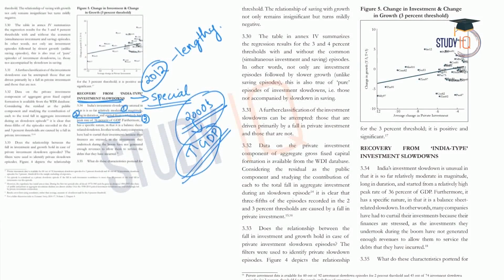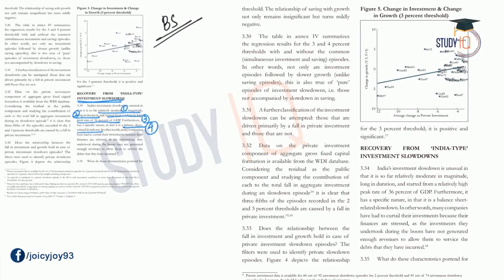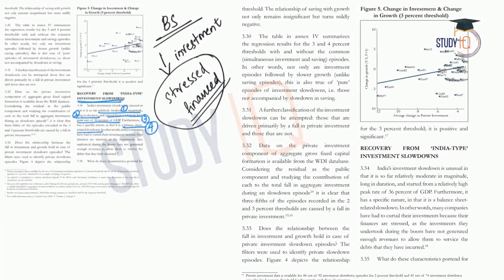And furthermore, the nature of the Indian investment slowdown is associated with balance sheet problems. Balance sheet slowdowns take time for recovery. The revival from a balance sheet related slowdown will be a slow process. What is meant by a balance sheet related slowdown? It means that companies have to curtail or reduce their investment because their finances are stressed. Because of stressed finances, they cut down investment, and this leads to a slowdown in investment. This is a result of stressed finances in the companies.